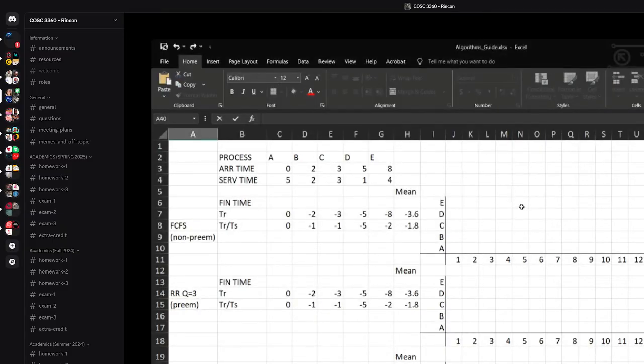Before I use this, you will be allowed to use an Excel sheet on your exam, unless Rincon says otherwise. I highly doubt he's going to be a bum about that. So you can use this Excel sheet on your exam. I'm going to give everyone a little bit of time to download this. Yep, exactly, so you can use this on the exam.